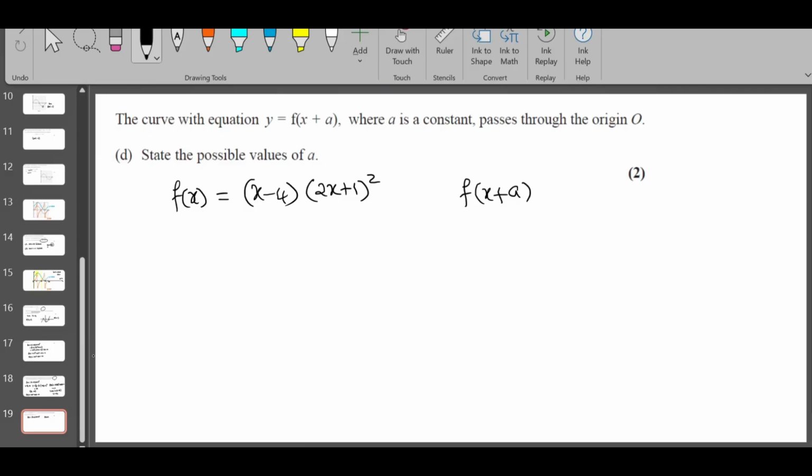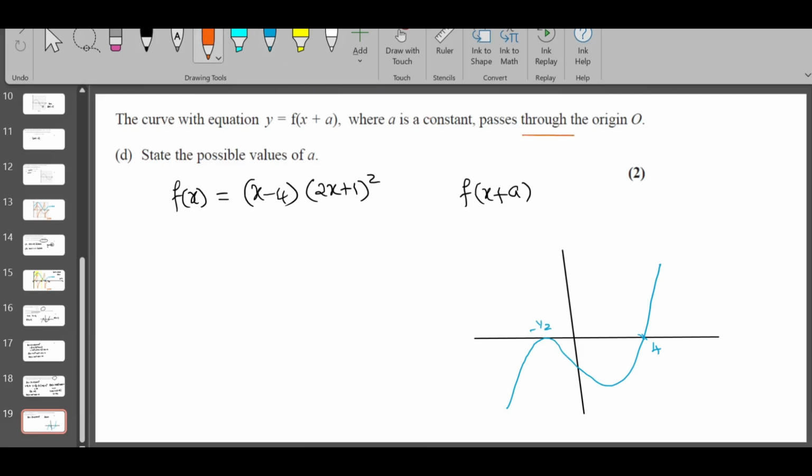But when you apply this transformation, the curve passes through the origin. So state the possible values of a. Okay, let's look at the curve. This is the curve. It touches at minus 1 over 2, crosses at 4. You can move this graph to the left side or right side, but the only condition is it has to go through the origin. So how many units do you move the graph?